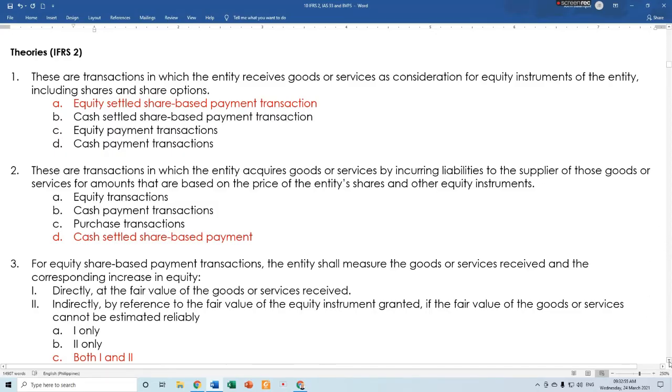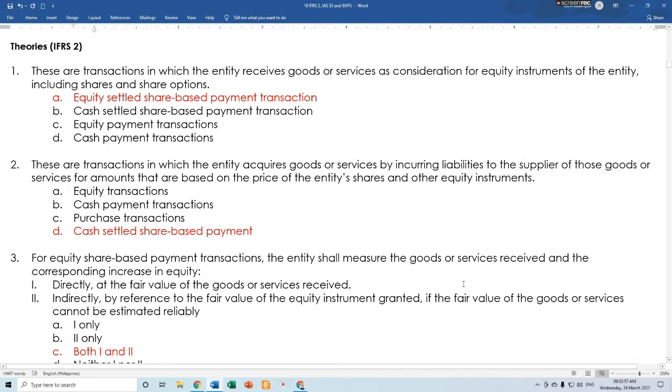Okay, let's go to the theory questions. So let us have number 1 first. So these are transactions in which the entity receives goods or services as consideration for equity instruments of the entity, including shares and share options. So this is what we call equity-settled share-based payment transactions. Kasi ang ipangbabayad natin ay yung equity instrument ng entity. Okay, so that's letter A.